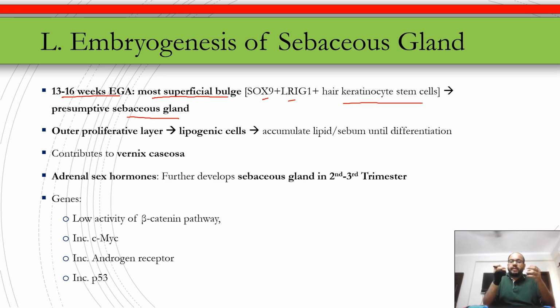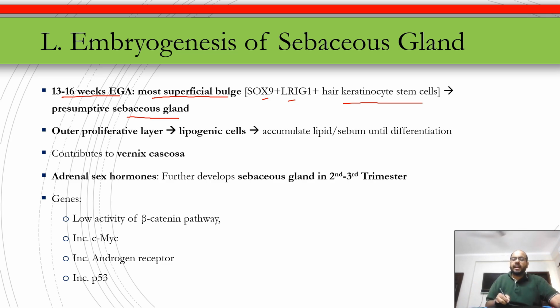Okay, this lipid will keep on increasing in quantity after the adrenal gland is formed. Remember, adrenal gland is formed in the body because other organs are also being formed. After the adrenal gland is formed in the body, under the action of adrenal hormones, further development is continued. So the first development is started by SOX9, LRIG1, and hair keratinocyte stem cells, but after the adrenal gland is formed, the adrenal gland takes over the development of sebaceous gland in the second and third trimester.